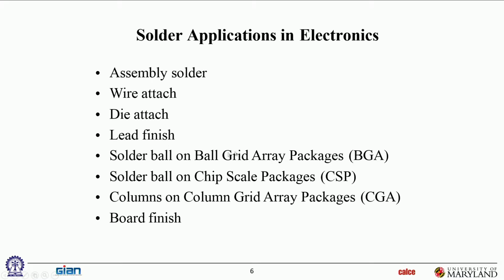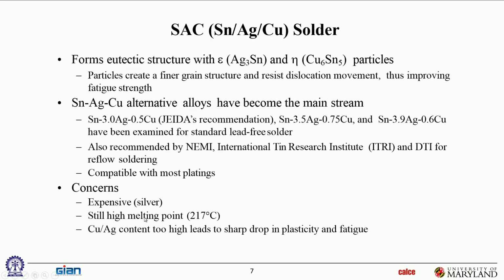We use them on lead finishes. We use tin plating, we use solder plating on printed circuit board pads, and on component leads. We use surface finish with solder. And then the solder ball that's in either flip chips or chip scale package or ball grid arrays, any area array package that comes with solder balls. The solder ball, of course, is made of these solders. The columns on column grid arrays are made of solders. And just like lead finish, the board finish, the pads on the boards are finished sometimes with solder, sometimes with other materials, sometimes with solder.